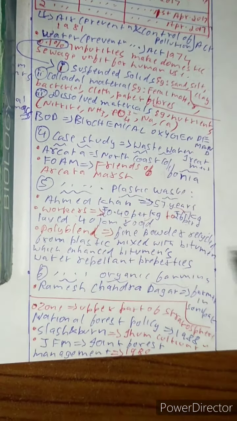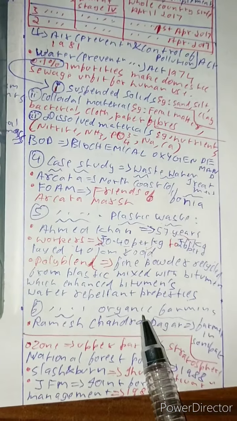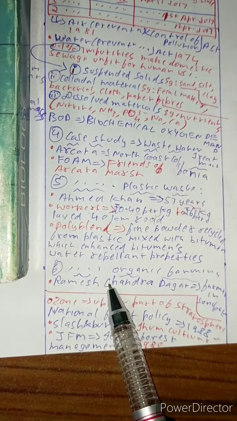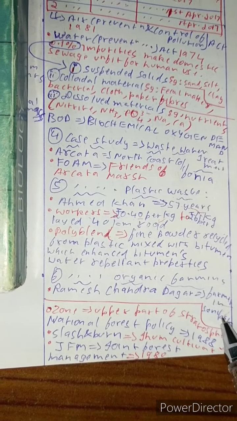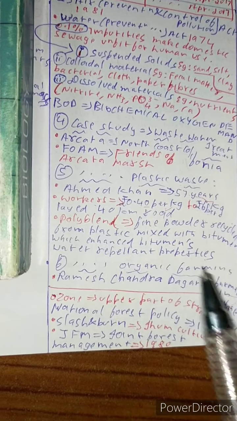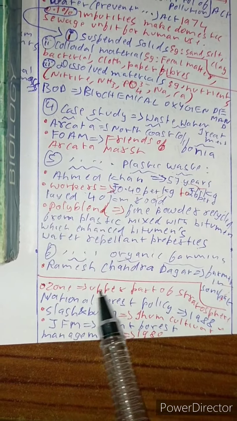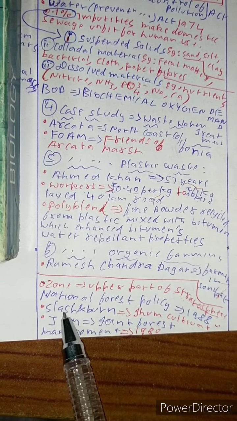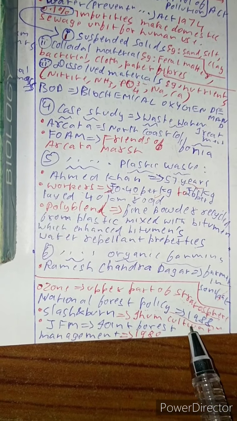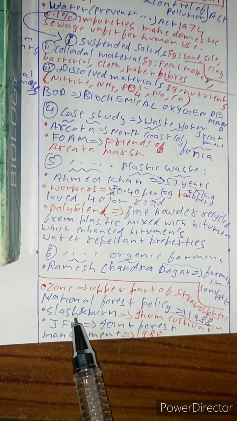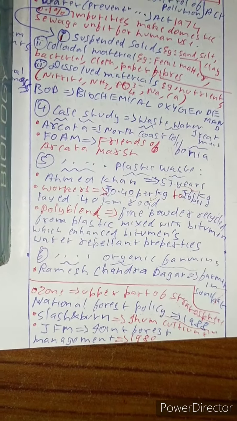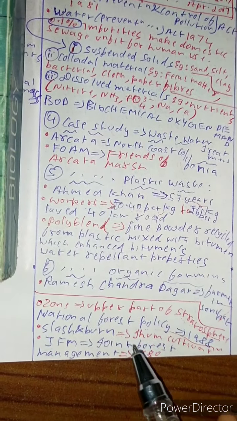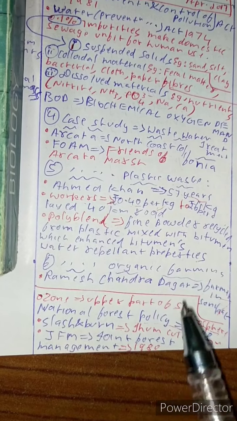Now let us study the case study of organic farming, which is about Ramesh Chandra Dagar, a farmer from Sonipat. Just remember that, it's enough. Now, what is ozone? Ozone is in the upper part of the stratosphere. The National Forest Policy was published in 1988. Slash and burn is also known as Jhum cultivation, and JFM, Joint Forest Management, in 1980.